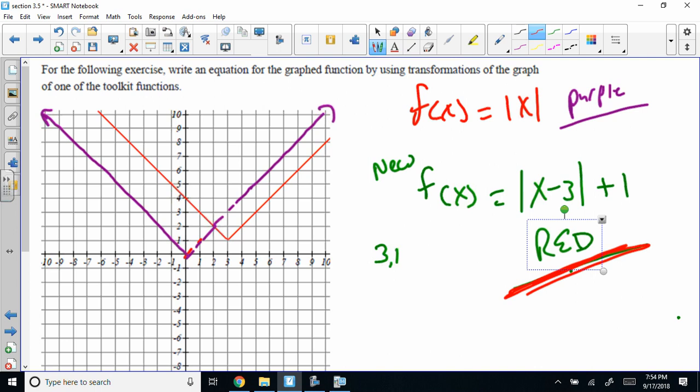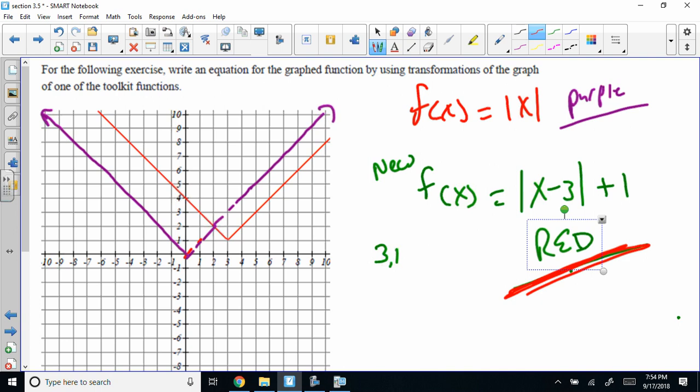So I'm using that 0, 0 reference, excuse me, to figure out what's happening to my basic absolute value equation. So it went to the right 3 and up 1. So to the right would be negative, up 1 is outside, so that's positive. If we went left, it would be a positive, right? Okay, any questions?